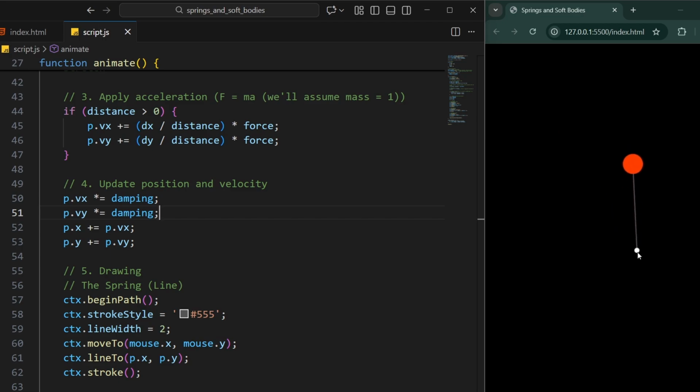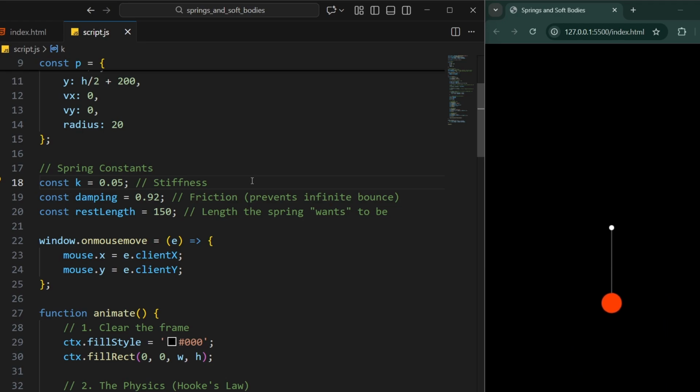A jelly blob is not one object, it's a conversation between particles. Every spring is like a tiny agreement. Stay close, but not too close. And when all these agreements happen together, you get squish, you get wobble, you get life. And once you understand springs, you have unlocked one of the most powerful tools in simulation.